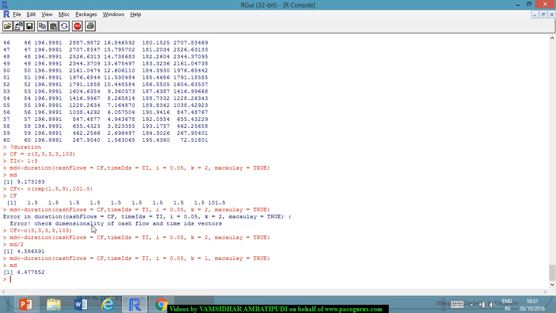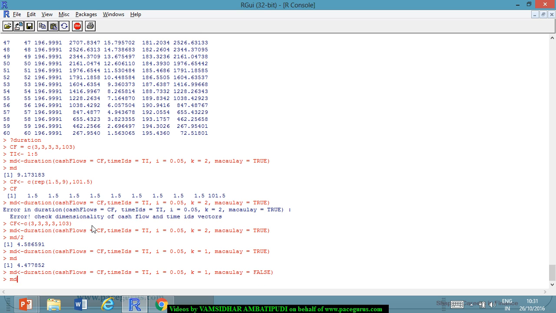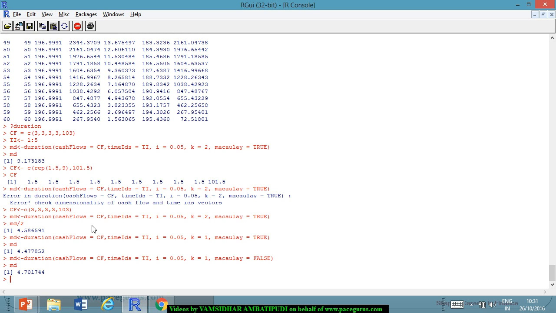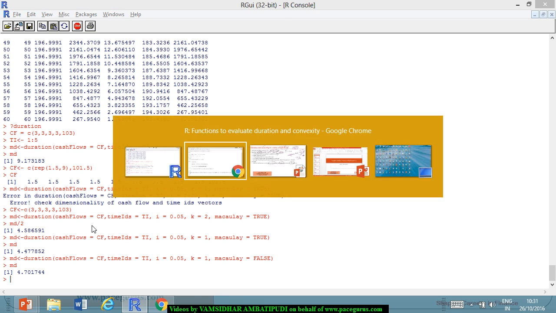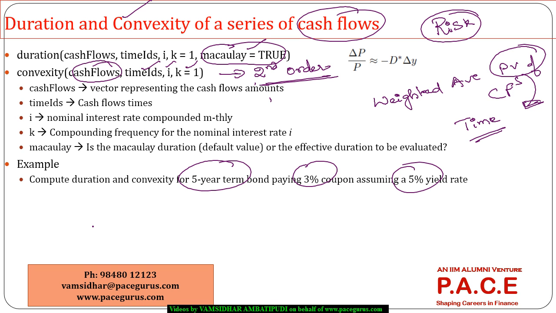Then we are talking about effective duration. So I'll set the Macaulay equal to false instead of true. This is what will give me the effective duration. So in this case, it comes out to 4.70. So that's how our durations are changing based on payment frequency, and this effective duration is a measure of the interest rate risk present in the bond. So I can find out the interest rate risk of this bond going with 4.70 as the value.